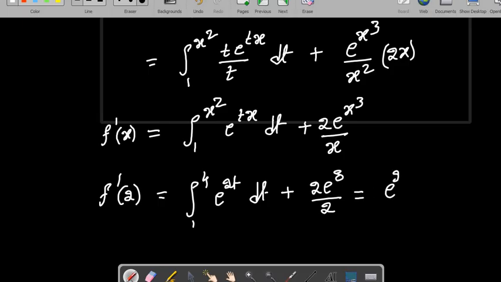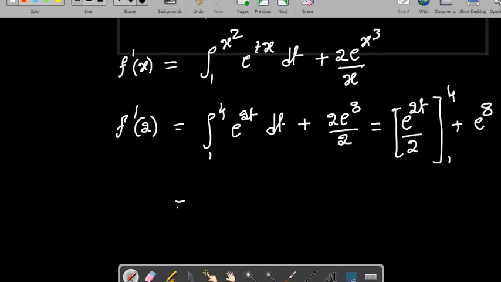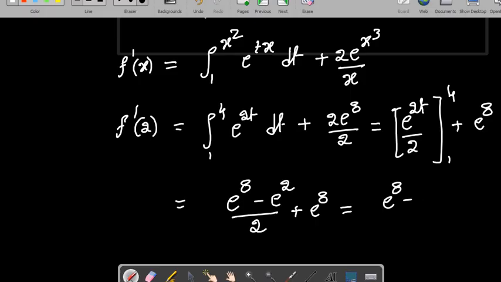So the integration is e power 2t over 2, with limits from 1 to 4, plus e power 8. So this is exactly e power 8 minus e power 2 over 2, substituting the upper limit and lower limit, plus e power 8. After taking the LCM, you can see that this is 3 e power 8 over 2 minus e power 2 over 2. That's it. So this is the final answer.